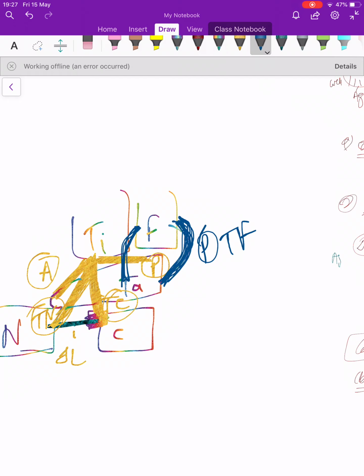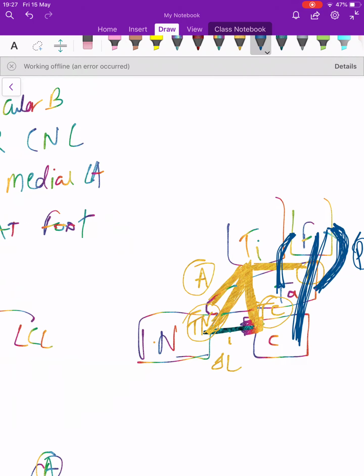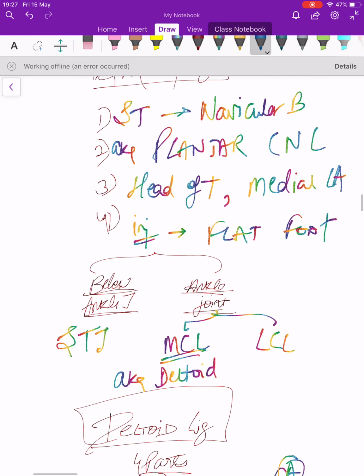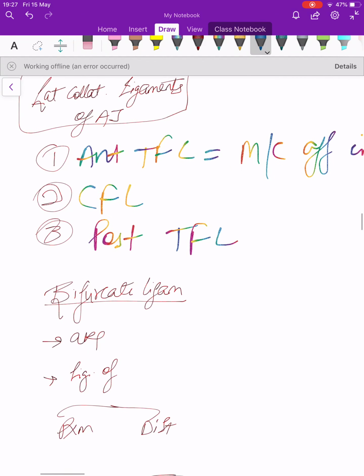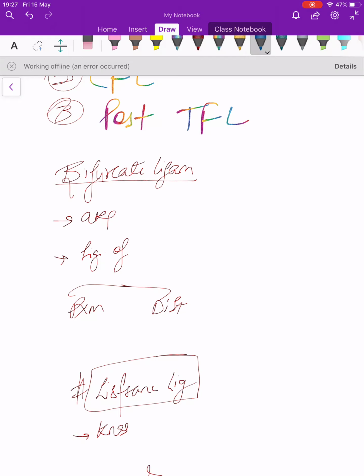देन पोस्टीरियर कैल्केनियोफिबुलर. ठीक है. देन एक हो गया ये कैल्केनियोफिबुलर लिगामेंट. ये 3 हो गए. दीज आर लेटरल कोलेटरल लिगामेंट्स ऑफ द एंकल जॉइंट. ठीक है. लेटरल जो फिबुला से अटैच है वो सारे लेटरल कोलेटरल हो गए, राइट. ओके. नेक्स्ट इज रिगार्डिंग द बाइफर्केट लिगामेंट. व्हाट इज बाइफर्केट लिगामेंट? ठीक है.